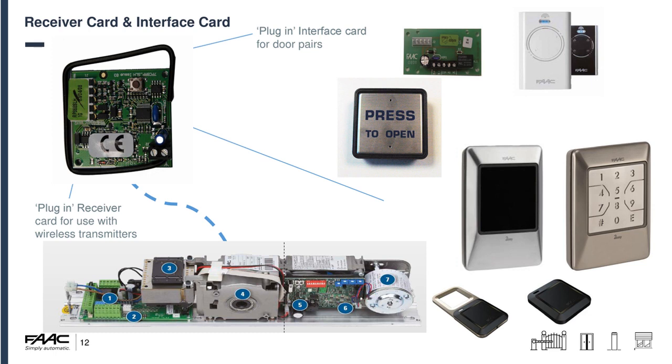Here we have the wireless setup. The receiver card is an extra item you would need if you're having wireless configurations. That just simply plugs into the board. Also, if you're having a pair of doors and you need them to use a wireless configuration with this is our XPB, is the top right hand corner, the black and the white handheld transmitters, come in 2 or 4 channels. You will need the receiver card if you're going to use a wireless system, and also you will need the interface card if it's going to be a double door set.